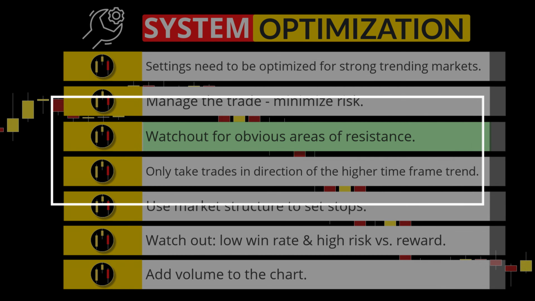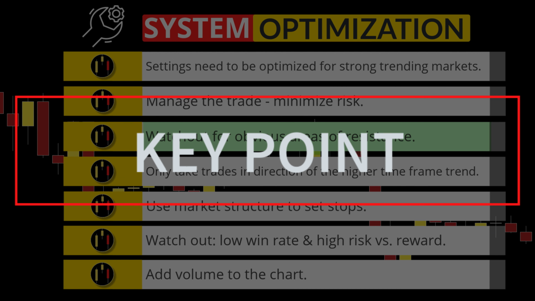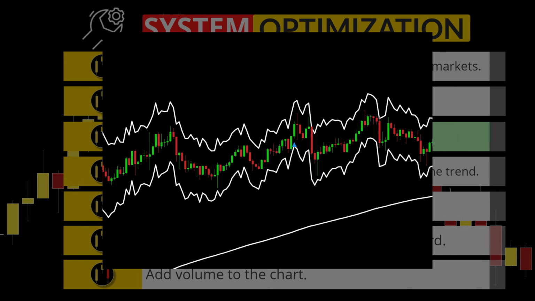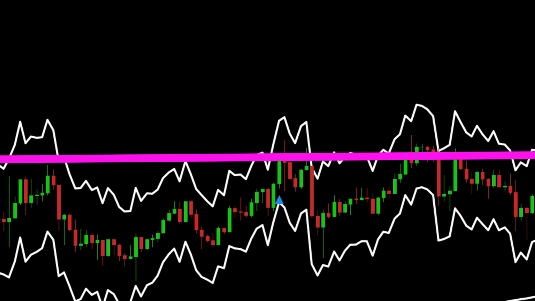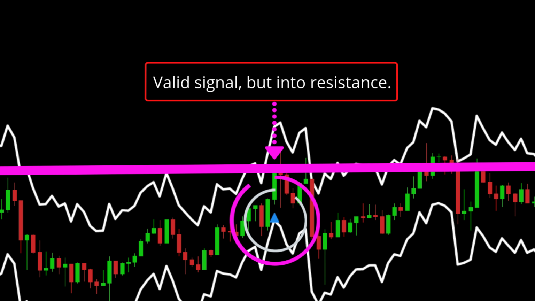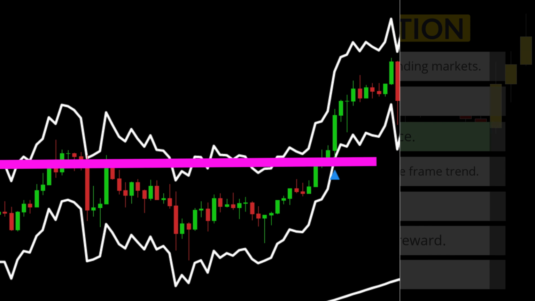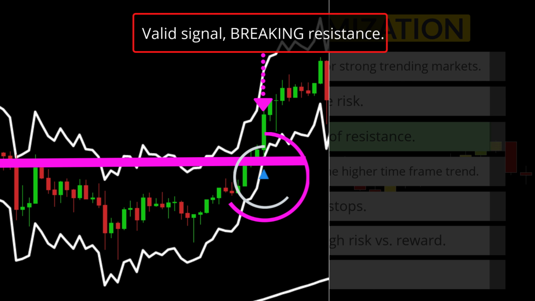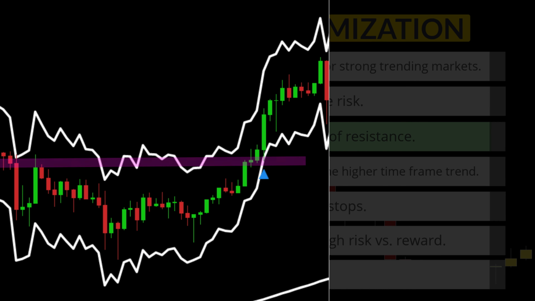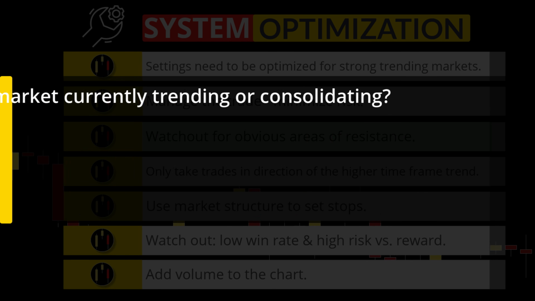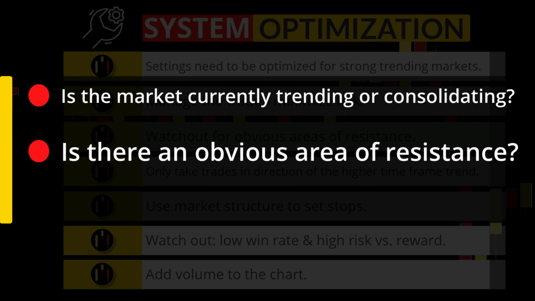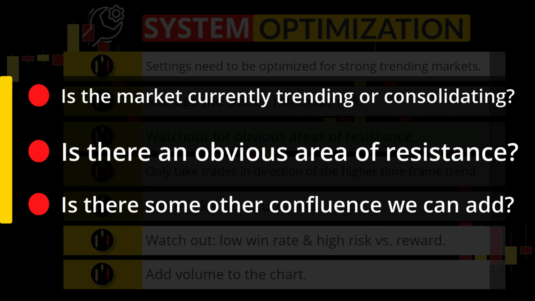The next tip is key to trading breakouts. While the indicator attempts to tell you when a breakout occurs, you should be able to see it yourself. This is a clear false signal. But this signal comes with a break above this consolidation level. Before you enter, consider 3 things. Is the market currently trending or consolidating? Is there an obvious area of resistance? Is there some other confluence we can add?